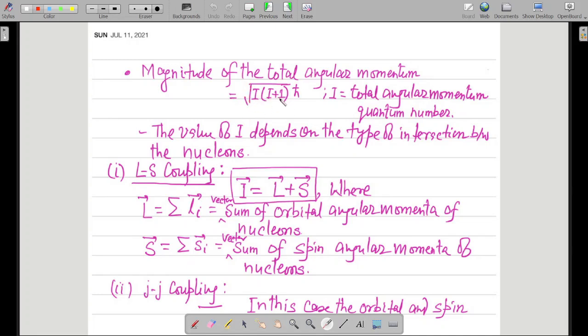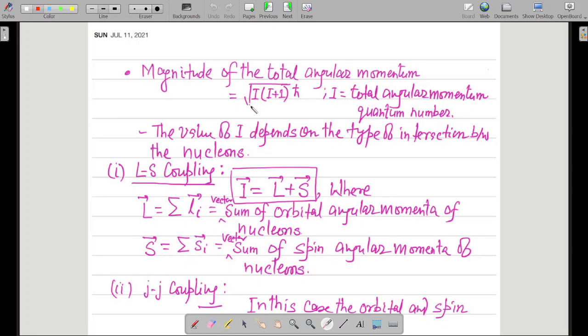When you learn atomic and molecular physics, all these terms will be introduced, but for the time being just remember these things as they are, because I am going to teach atomic and molecular physics in the next month. There these things will become clearer to you, but for the time being just remember them as they are. So, how is the magnitude of total angular momentum given?